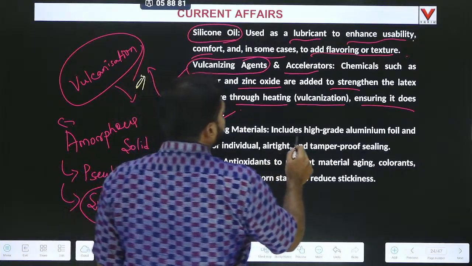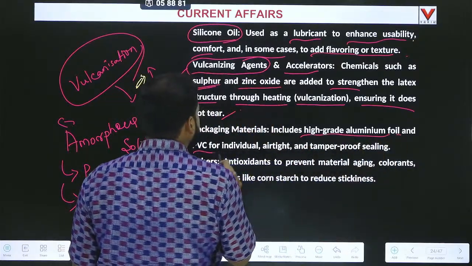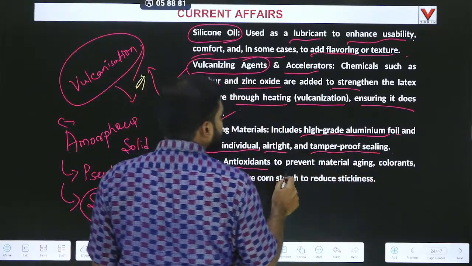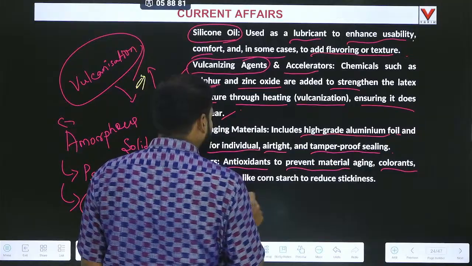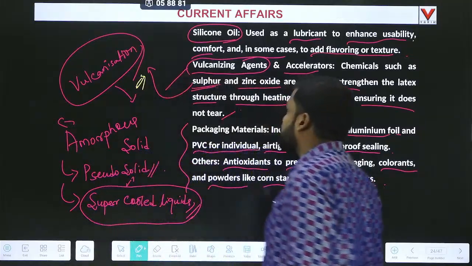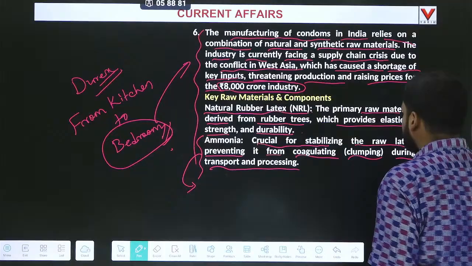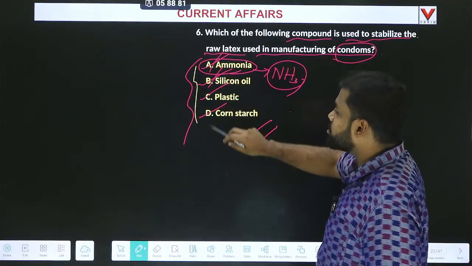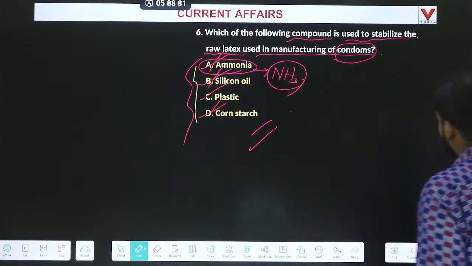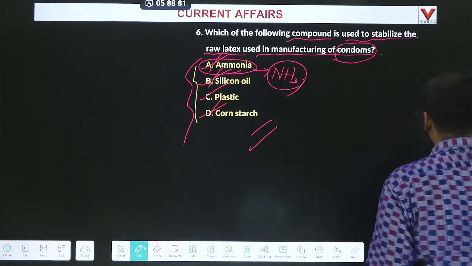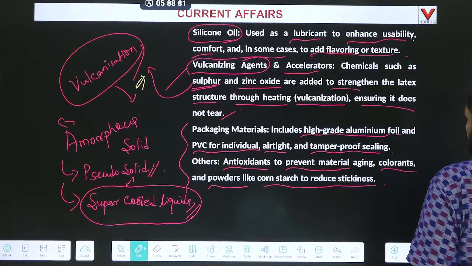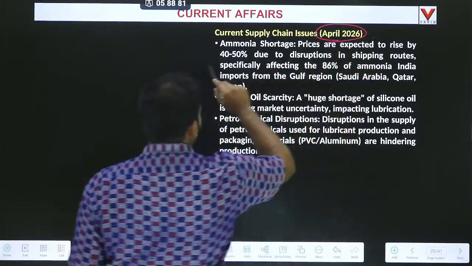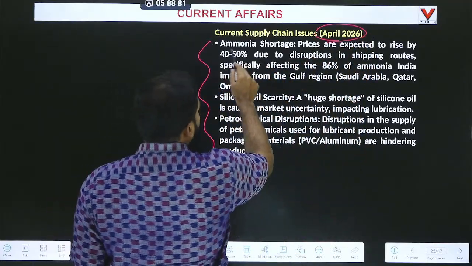Packaging materials include high-grade aluminum foil and PVC for individual airtight and tamper-proof sealing. Others are antioxidants to prevent material aging, colorants, and powders like cornstarch to reduce stickiness. Okay, in our options, ammonia is also used, silicone is also used, cornstarch is also used, right? But the question is about stabilizing raw latex. See, the current supply chain crisis is in April 2026. This is the latest news. Okay, ammonia shortage.